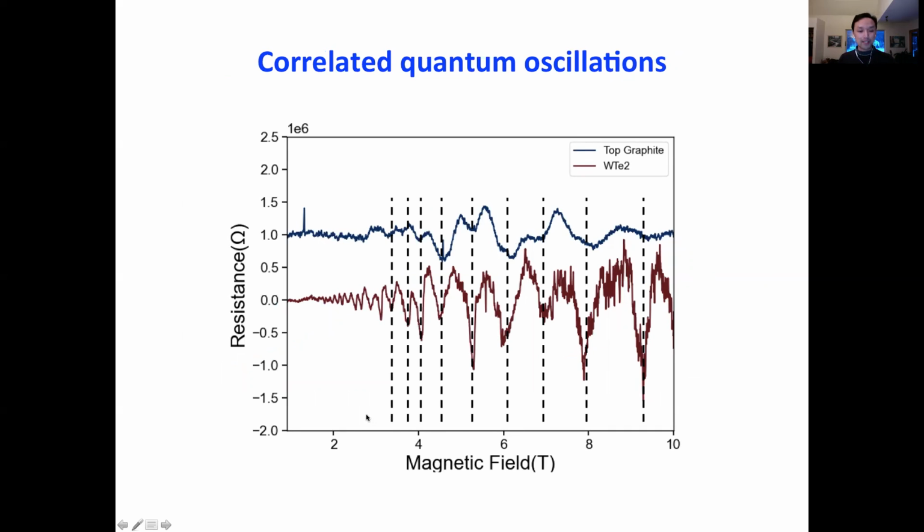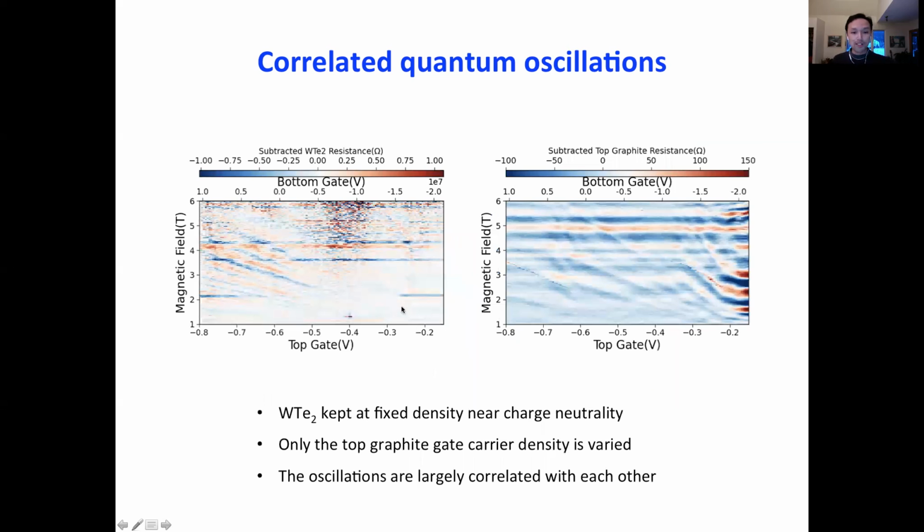And a better way to show this is in this contour plot. What we do here, on the left is the tungsten telluride resistance. On the right is the top gate graphite resistance. And because we have two gates, we can keep the tungsten telluride at a constant density that is very near to its energy gap.